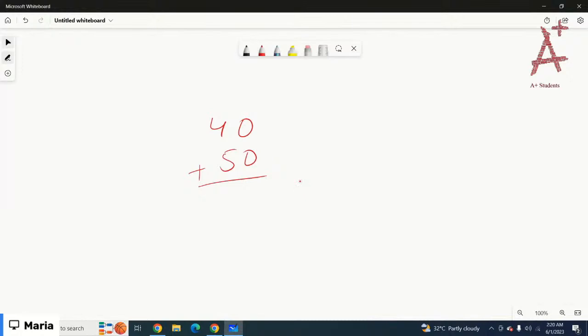So 0 plus 0 equals 0, and 5 plus 4 equals 9. So 40 plus 50 equals 90. So the correct option is 90.